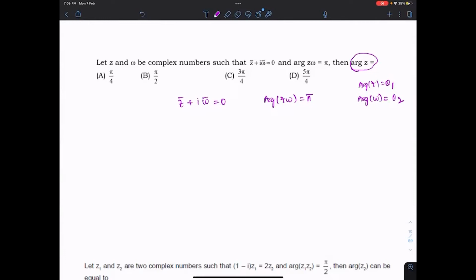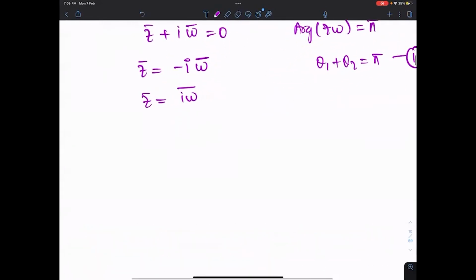Okay. Then what is argument of ZW? Theta 1 plus theta 2. How much is it? Pi. Okay. Let's say equation 1. Now, if you observe this one, what is Z bar? It is minus i W bar. Correct? Or you can say Z bar is iW whole bar. You can say like that, no? Because i bar is minus i. So you can apply conjugate on both sides. You will get Z is equal to i omega.